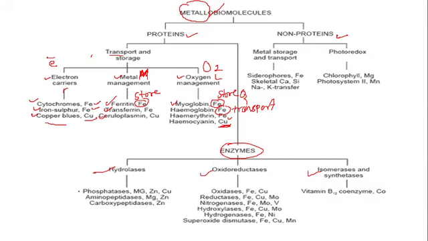In that, the examples are phosphatase enzymes, which contain magnesium, zinc, and copper. Aminopeptidase enzyme, which contains magnesium and zinc metal, and carboxypeptidase, which contains what? The zinc. Okay, in that hydrolase we will learn carboxypeptidase in detail.